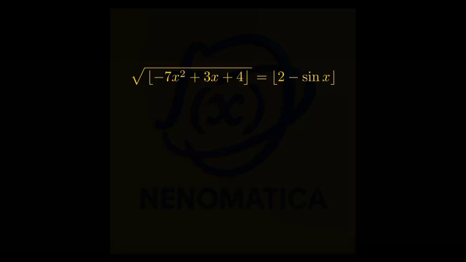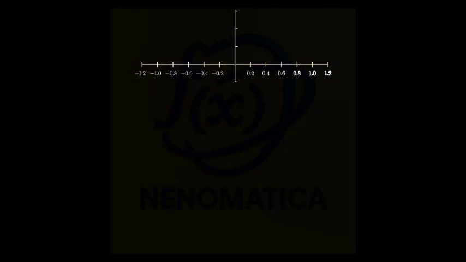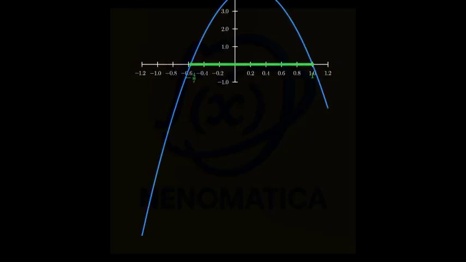For the square root to be defined, the floor of the quadratic must be at least 0. Since the quantity inside the floor is the quadratic negative 7x squared plus 3x plus 4, we first require negative 7x squared plus 3x plus 4 to be greater than or equal to 0. The roots of negative 7x squared plus 3x plus 4 equals 0 are at x equals 1 and x equals negative 4 over 7. Therefore, the parabola is non-negative between these two roots, from negative 4 over 7 up to 1.